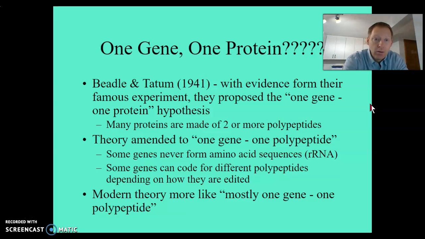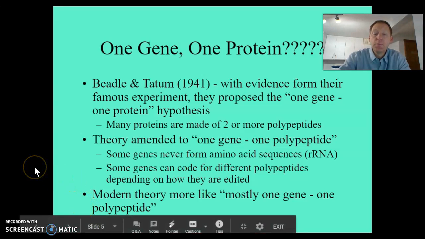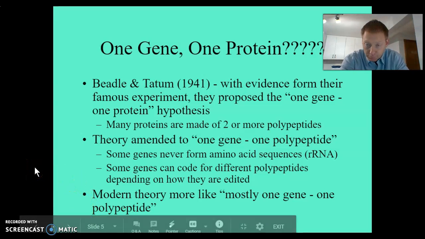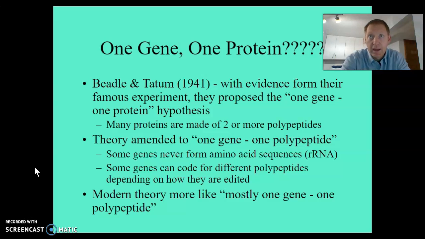So now they updated it, and they now call that theory the one gene, one polypeptide theory. Again, it's not completely accurate because you can actually take a protein and edit it slightly differently, and you can produce different proteins. So the modern theory is really kind of a hybrid of all of that. I just made that up, the mostly one gene, one polypeptide.